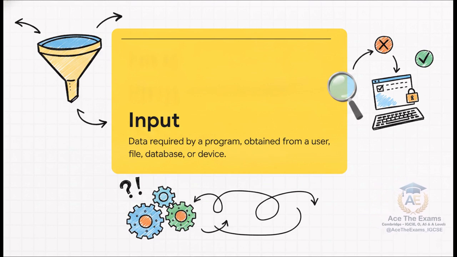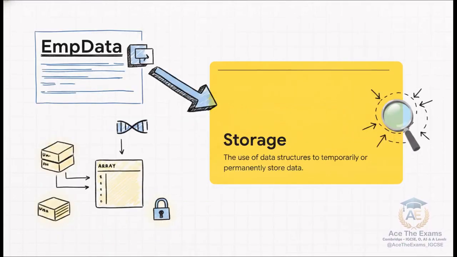If it's not, you reject it. Examiners are specifically hunting for your ability to protect the system from bad data. Component 2 is storage. This means setting up your data structures, your variables, constants, and your arrays.